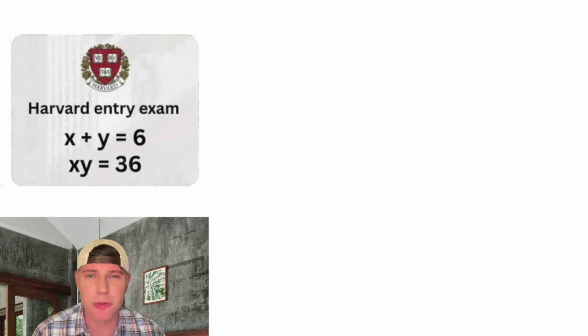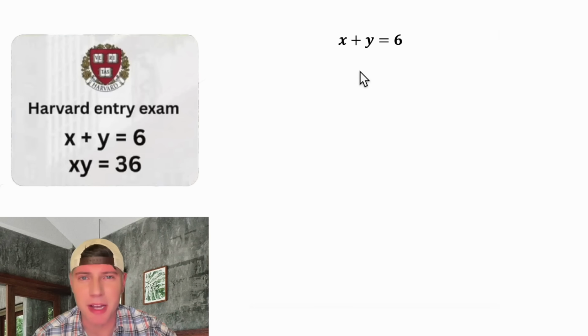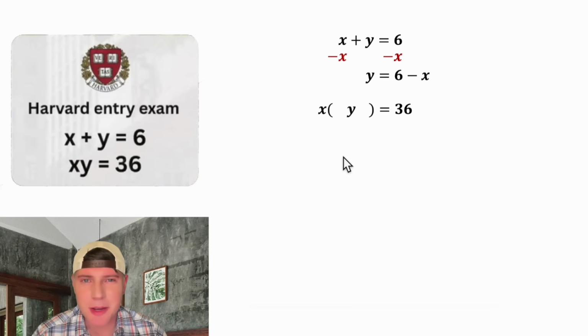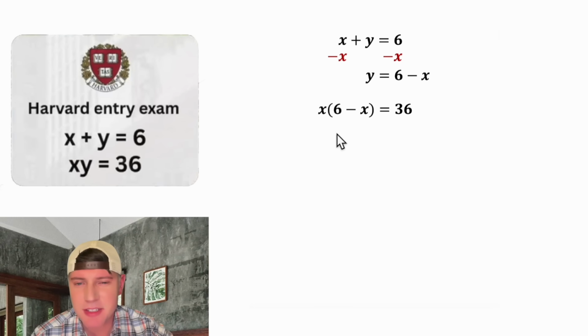3, 2, 1. First, let's copy down the first equation and let's get the y all by itself. We can subtract x from both sides, and that'll leave us with y equals 6 minus x. Next, let's copy down the second equation, x times y equals 36, and in the place of the y, let's plug in 6 minus x. So we end up with x times 6 minus x equals 36.